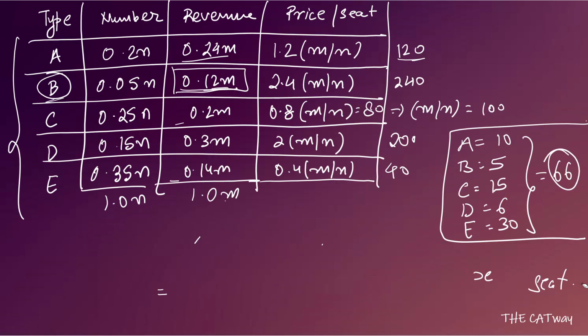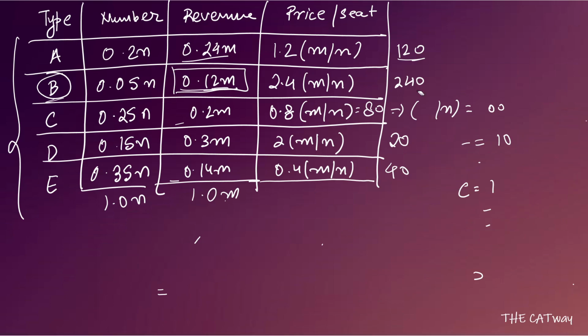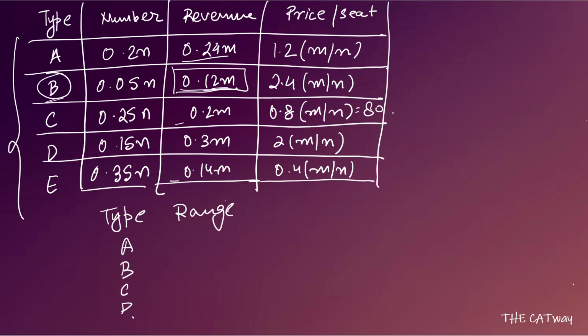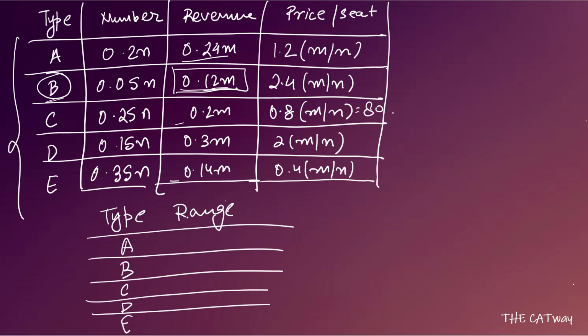Okay, so now what we have is, we will have to make a table defining the range for each and every type of seat when 60% of seats are sold and when 100% of seats are sold. So we will have to find our range. Let's make a table again with type and range: type A, B, C, D and E.